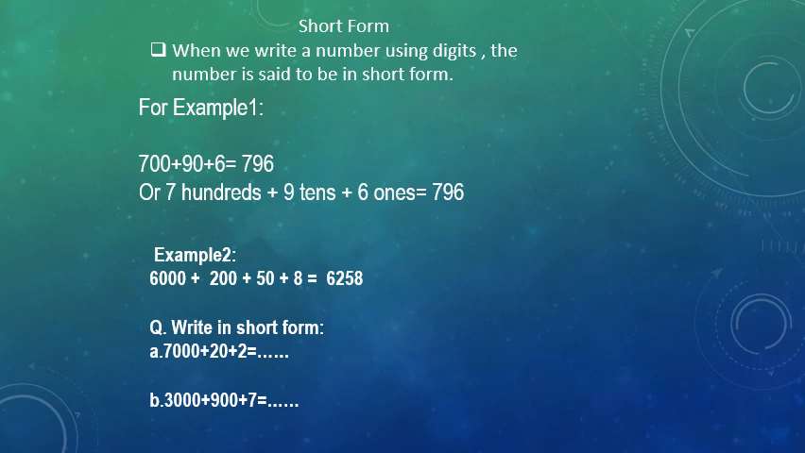So in question A, given 7000 plus 20 plus 2, what will be the number? Yes, 7022. And in question B, the number given is 3000 plus 900 plus 7. Then what will be the number? The number will be 3907. Very good.